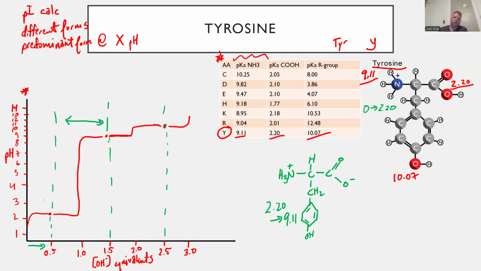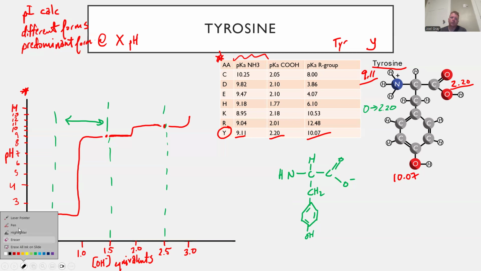Now, rather than redraw, I'm just going to update this green model of my molecule. So I'm going to go to my eraser, erase. Now, I'm deprotonating my next group, which is the one with my next lowest pKa. So that's going to go from NH3 plus to NH2. So this form of my molecule has a charge of -1. And this is the form that is predominant from the pH of 9.11 all the way up to 10.07.